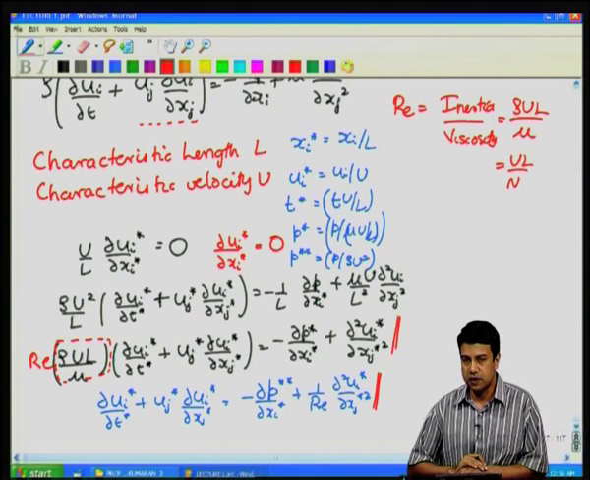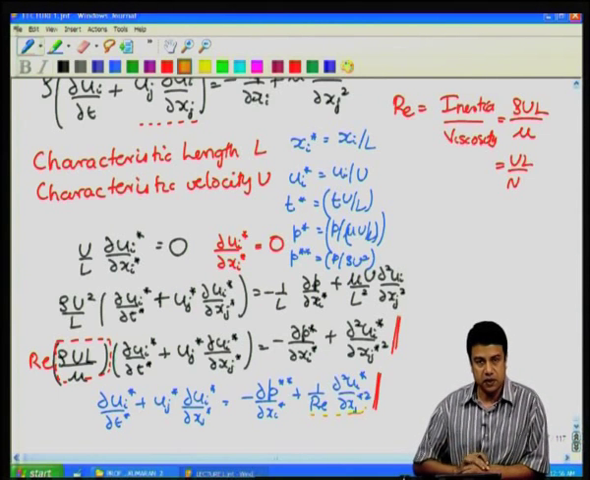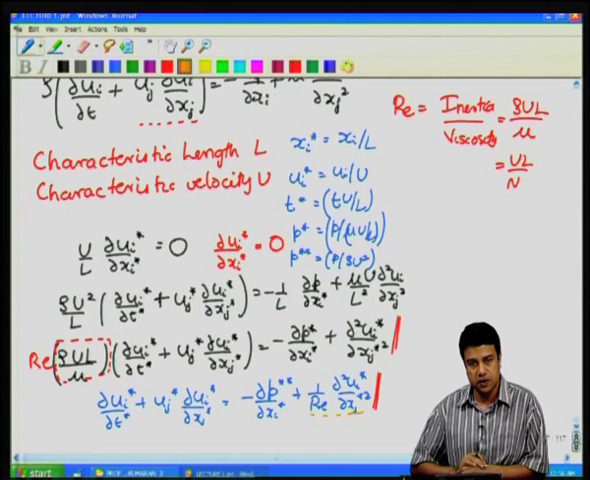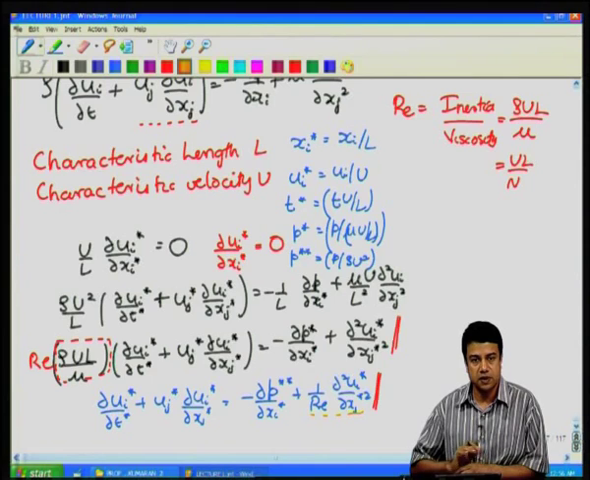On the other hand, if the Reynolds number is large, you would expect that the inertial forces are dominant. I have a 1 over Re here multiplying the viscous term. So, when Re is large, 1 over Re is small, and I could neglect the viscous terms and only solve for the inertial terms in the conservation equation. Balance the inertial terms with the pressure gradient. So, that is the inertia dominated regime, the high Reynolds number regime.